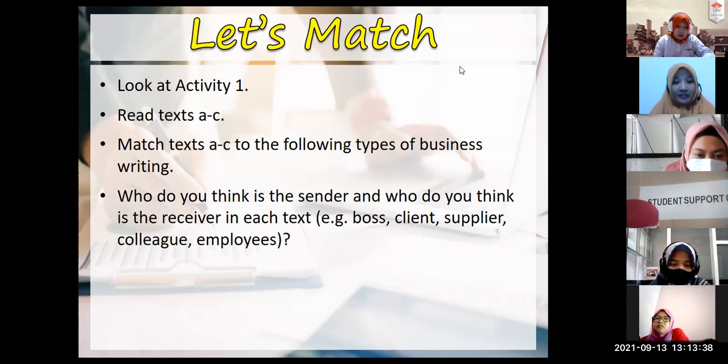And then try to think, who do you think is the sender? And who do you think is the receiver? The sender is the one who sends the letter, memo, or email. Receiver is the person who receives it. For example, boss, client, supplier, colleague, or employees. Okay, I will share the PDF file.